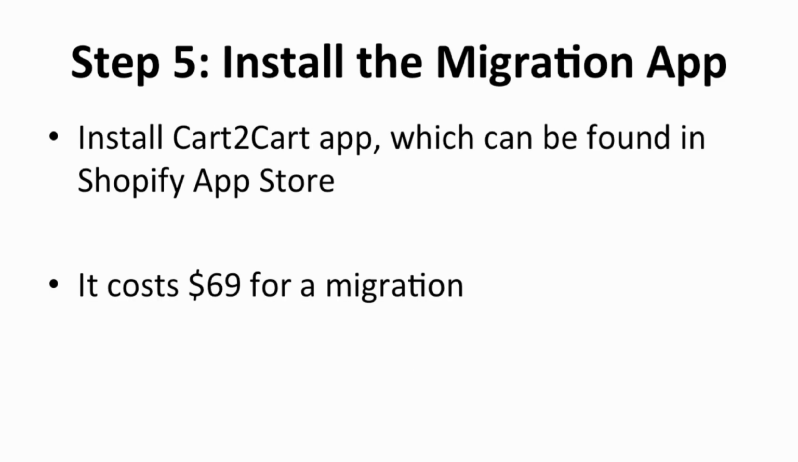The previous steps are all about setting up your Shopify account and designing your store. Your store migration hasn't taken place yet. The next step is for you to install the migration app in order to move the information in BigCommerce to your new Shopify store. The app you want to install is called Cart to Cart, which can be found in the Shopify App Store. The app itself is free of charge, but the price for each migration costs $69.